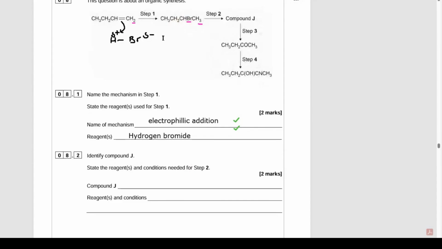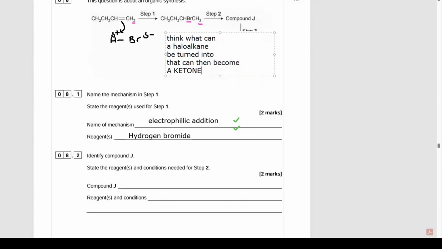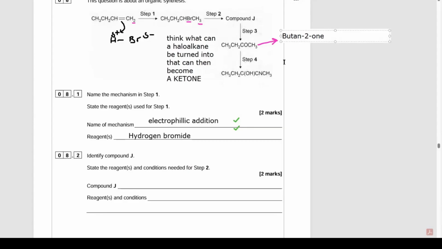Okay, let's zing on to 8.2. Identify compound J, state the reagents and conditions needed for step 2. So what we want to do is think what a haloalkane can be turned into that can then become a ketone. Look, the haloalkane has become compound J. We can see that compound J goes on to become butan-2-one.